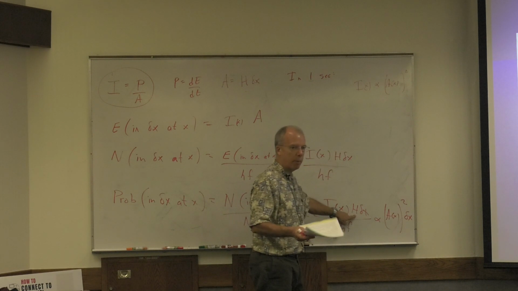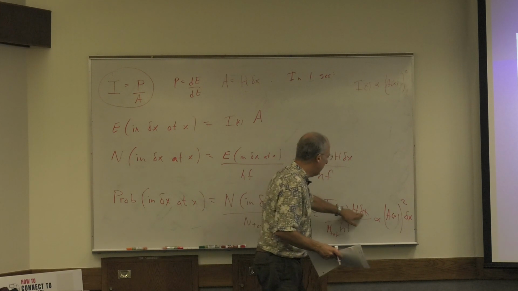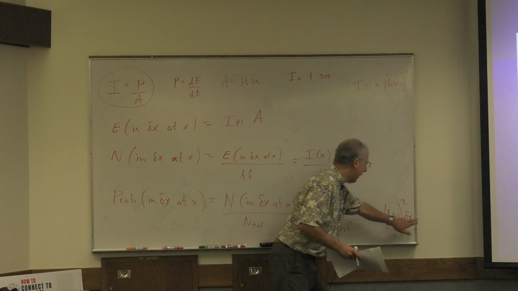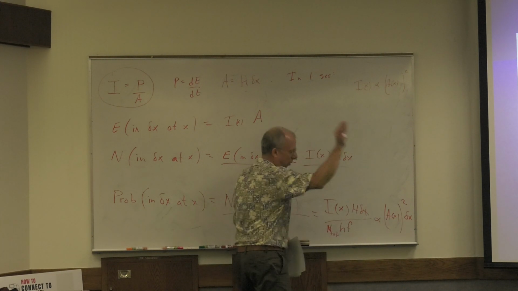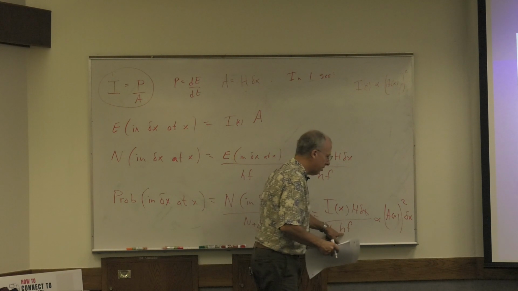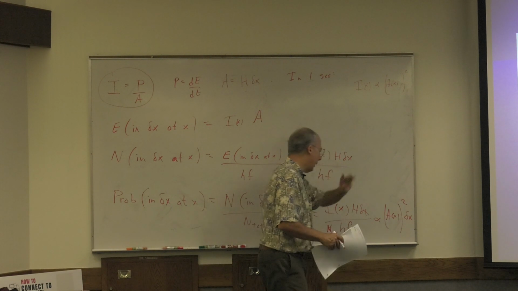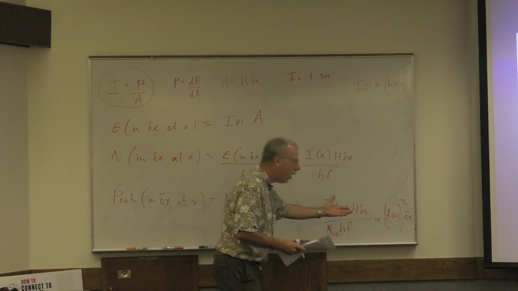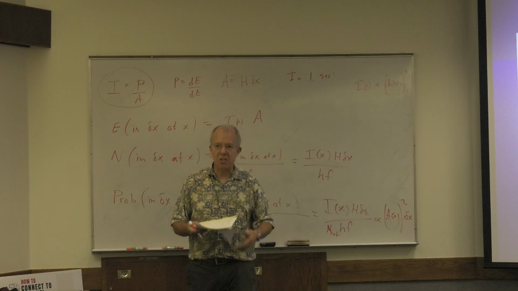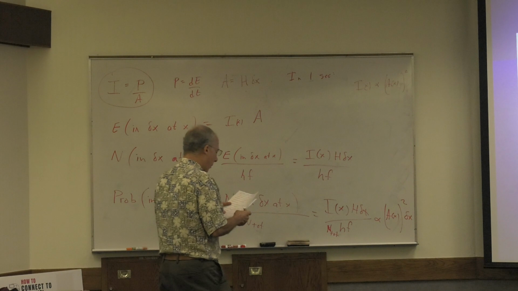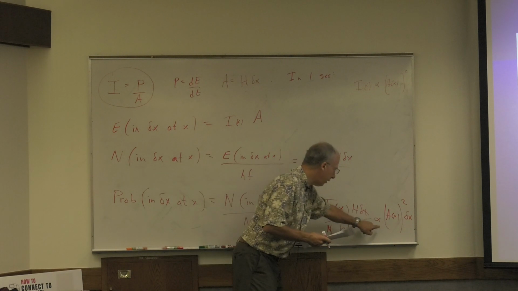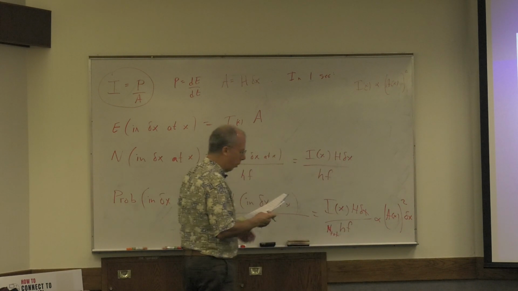h is just a dumb constant, so goodbye. Delta x, I got to keep that there. N total, that's a constant, go away. Planck's constant, go away. f, go away. Because remember, it's a proportion, so I don't need to write down constants in a proportional relation. This is perfectly legal as long as I have a proportion sign.